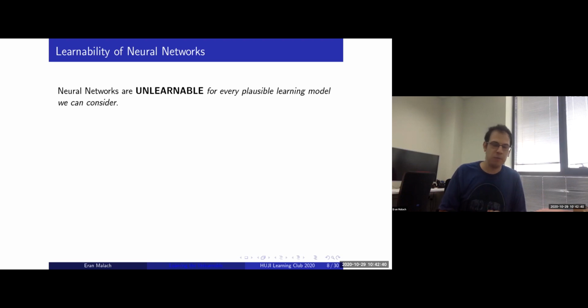Other would be very trivial. But under any model that would make sense, that would capture something about learning in practice, neural networks are unlearnable. So this is kind of like the main point that I want to convey.